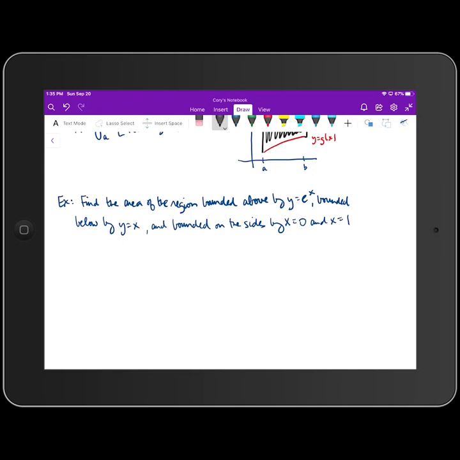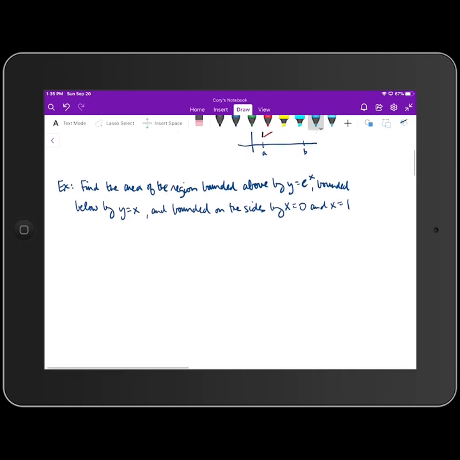So the directions here ask us to find the area of the region bounded above by y equals e raised to the x power, bounded below by y equals x, and bounded on the sides by x equals 0 and x equals 1. So I'm going to draw just a quick diagram modeling this.